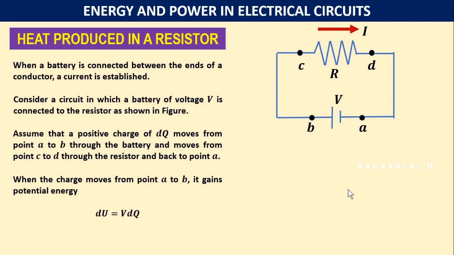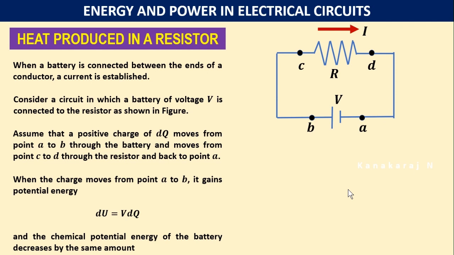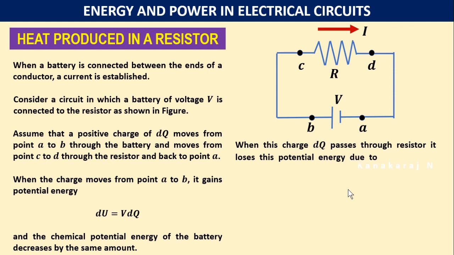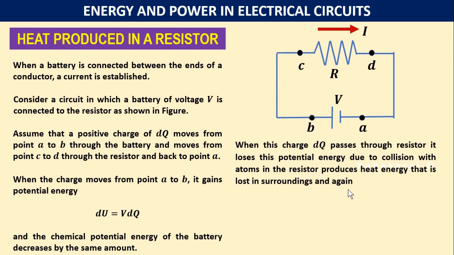So the gain in potential energy d epsilon equals V dq, and the chemical potential energy of the battery decreases by the same amount. When this charge dq passes through the resistor, it loses this potential energy due to collision with the atoms in the resistor, produces heat energy that is lost to the surrounding and again reaches the point A.